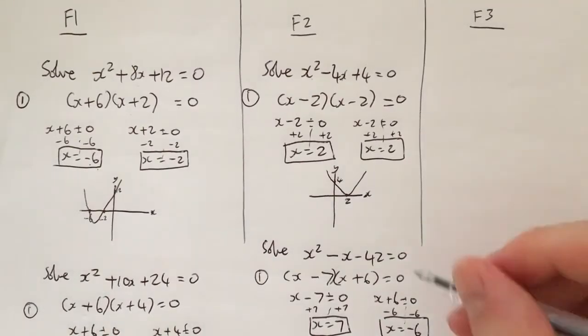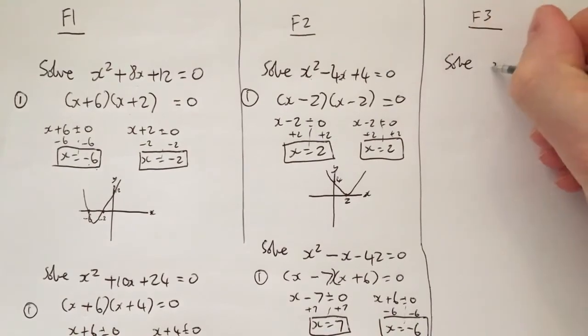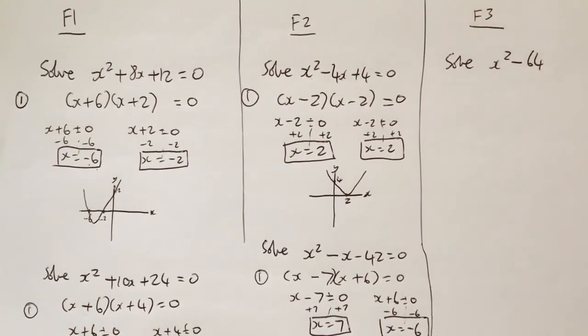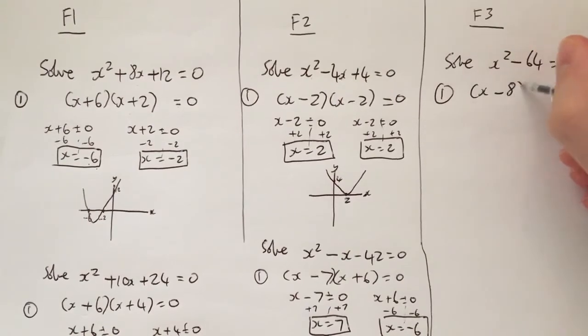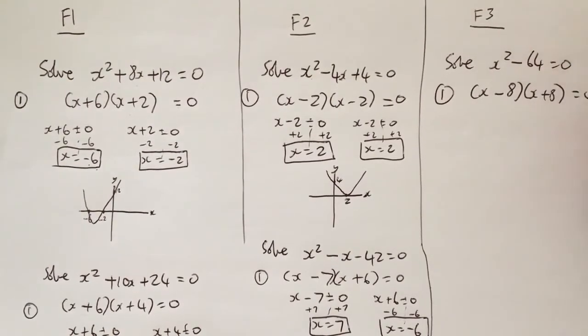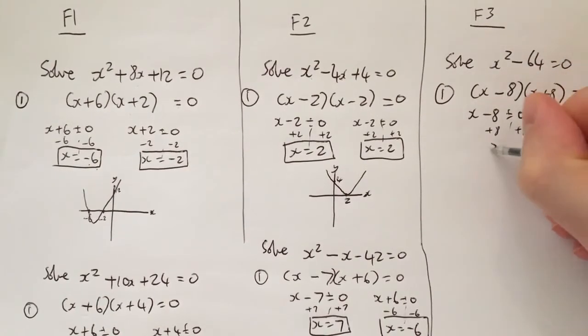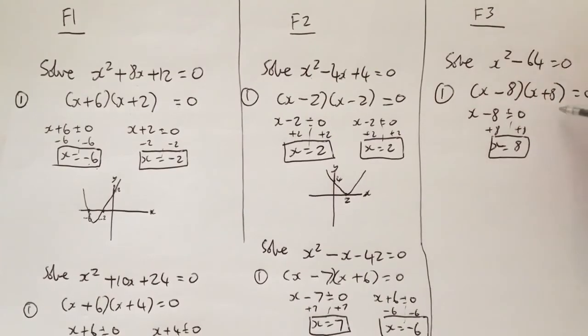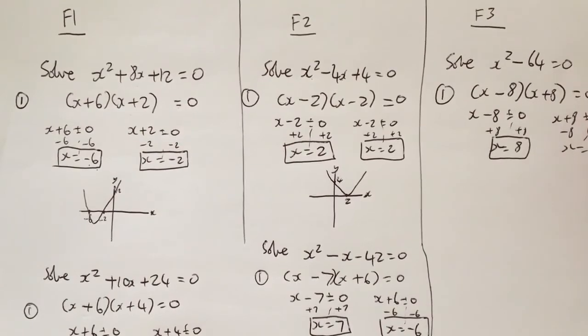Okay, last two examples. Very quick last two examples. Solve x squared minus 64. Okay, same process. I can't just add to both sides, doesn't work. Let's factorize first. So I look for, can I factorize? Yep. X minus 8, x plus 8 equals 0. Separately, we'll go through it. X minus 8 equals 0. Add 8. So x equals positive 8. X plus 8 equals 0. Minus 8. X equals negative 8.